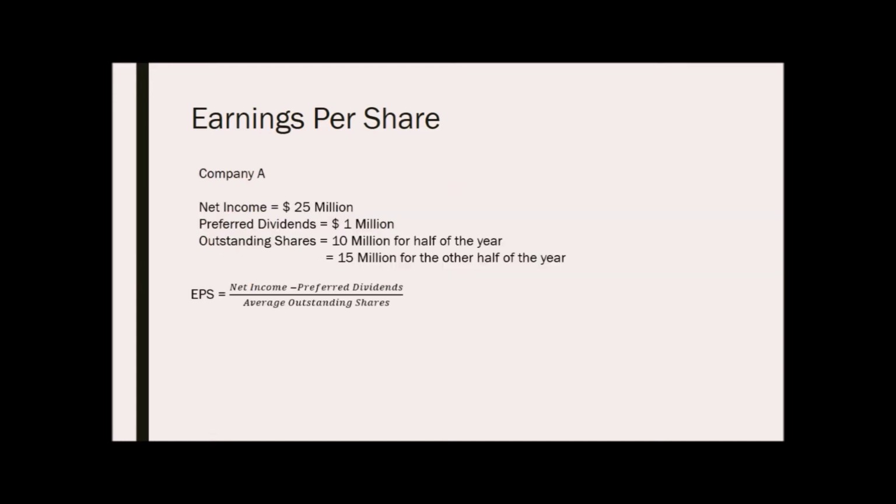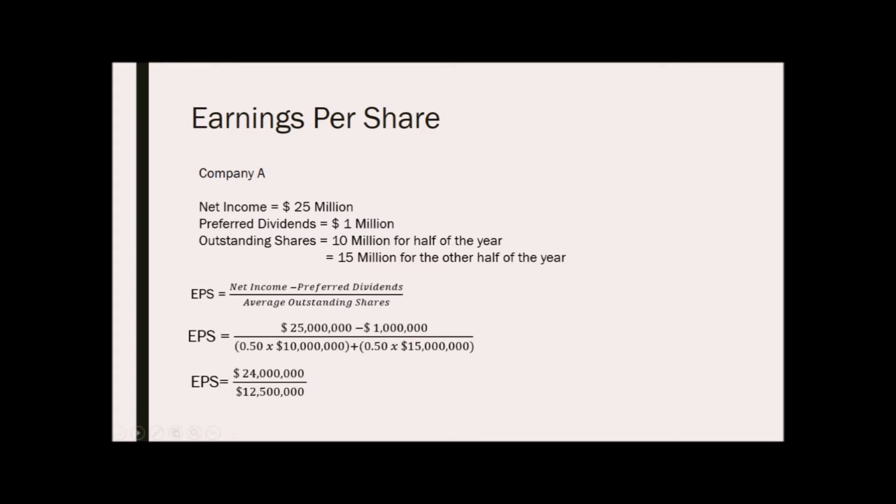For example, Company A has net income of $25 million. It has preferred dividends of $1 million, outstanding shares of 10 million for the first half of the year, and 15 million for the other half of the year. To calculate EPS, we just subtract $1 million from $25 million, all over the average outstanding shares of 10 million and 15 million. Thus, our earnings per share will be $1.92. This means that for each share an investor would get $1.92.